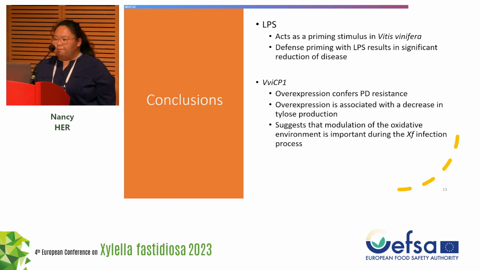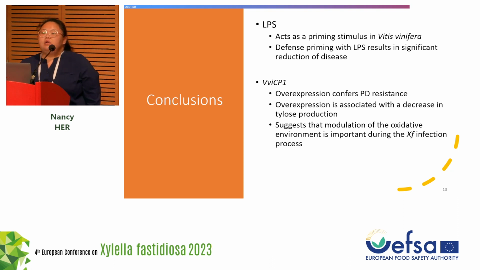So overall, LPS acts as a priming stimulus in Vitis vinifera. Defense priming with LPS results in a significant reduction of disease. Our gene of interest, VVICP1: its overexpression confers PD resistance and is also associated with a decrease in tylosis production. And this suggests that modulation of the oxidative environment is important during the Xylella infection process.